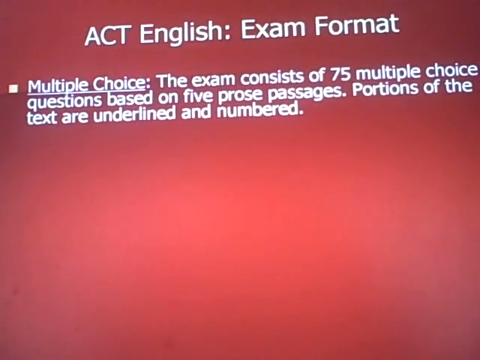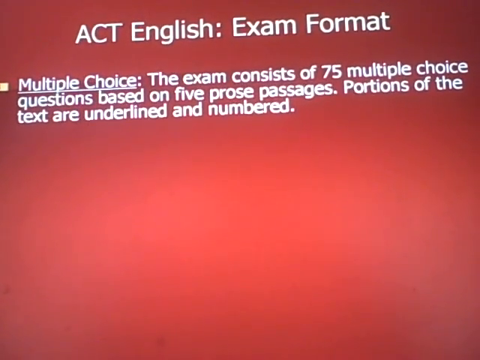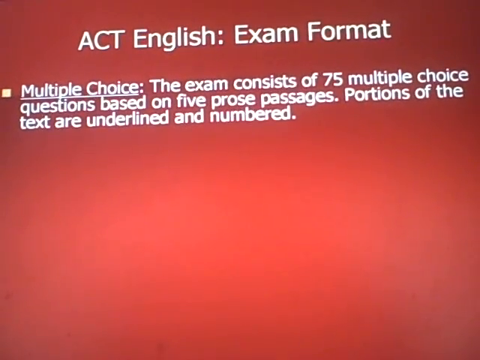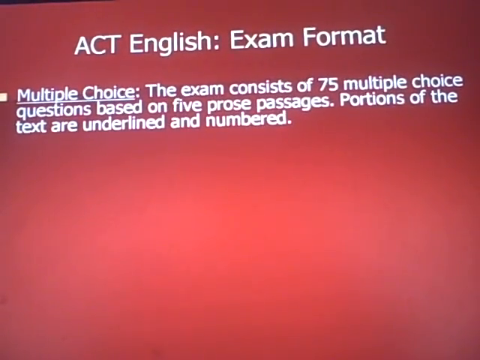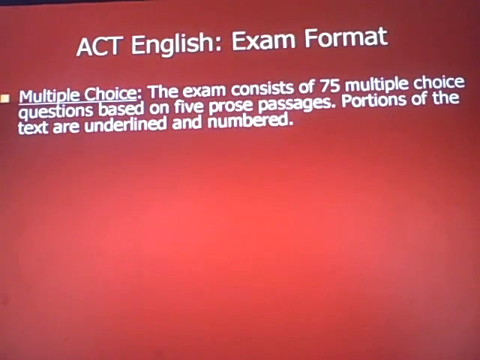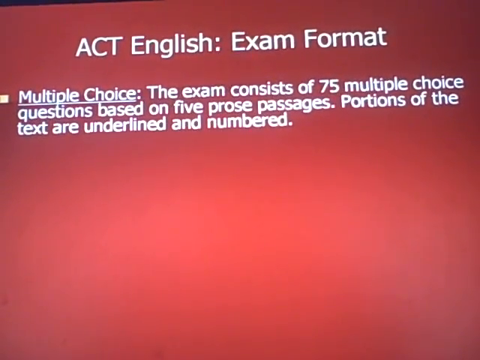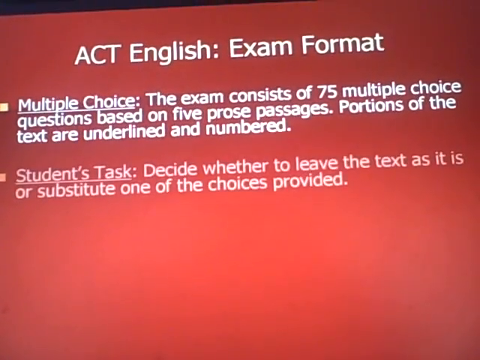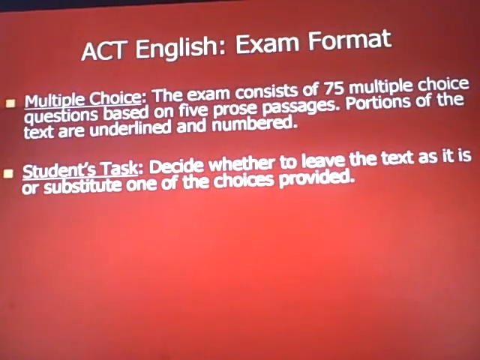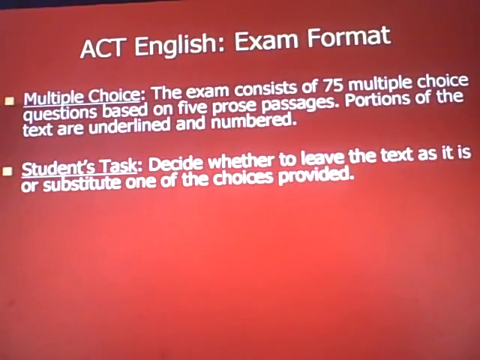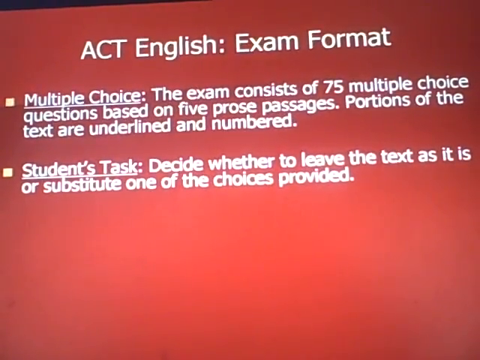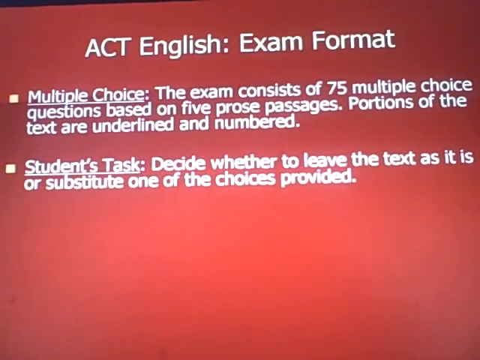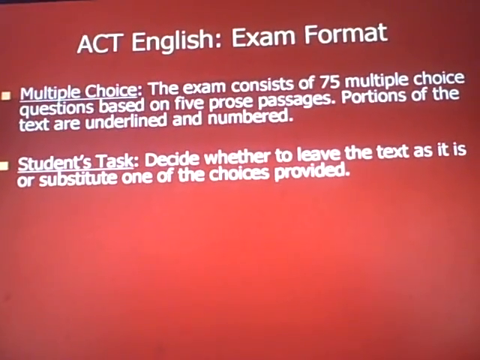First of all, what's the format for the ACT English exam? It's multiple choice, 75 multiple choice questions based on 5 prose passages. Portions of the text are underlined and numbered, and those are the areas that you have to address as questions. You're going to do one of two things with these questions. Decide whether to leave the text as it is, in other words, you think it's correct, or substitute for one of the choices provided, and you'll have 3 choices in most cases.